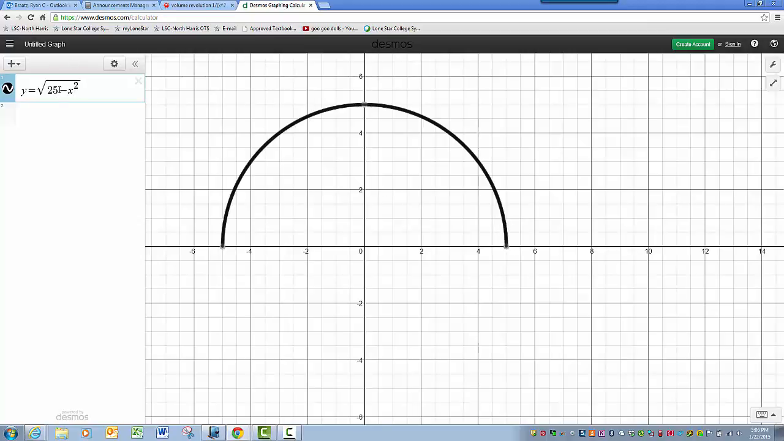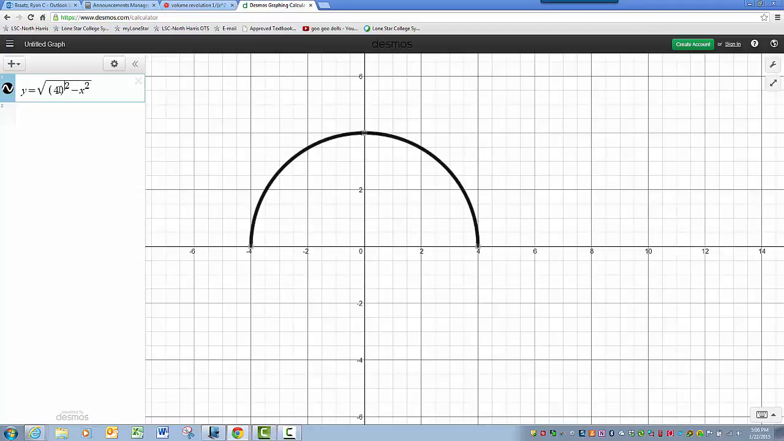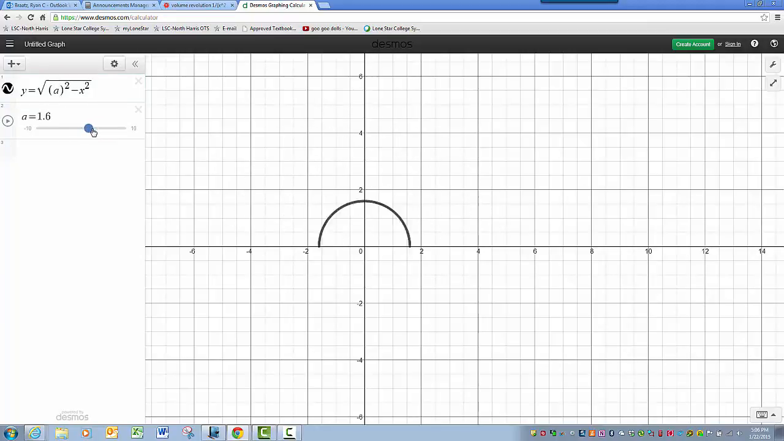If I change this to any other number, like 4 squared, like that, I get that. And in fact, if I change this to a and make a slider, whatever I pick for my a value, that generates the top part of the circle.